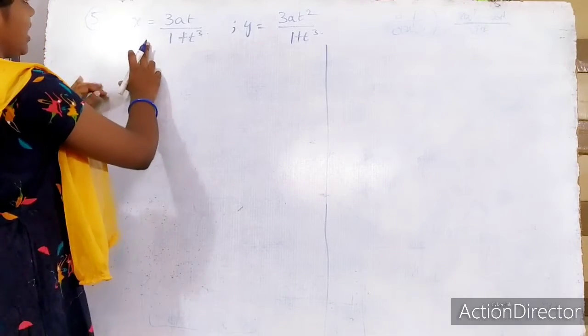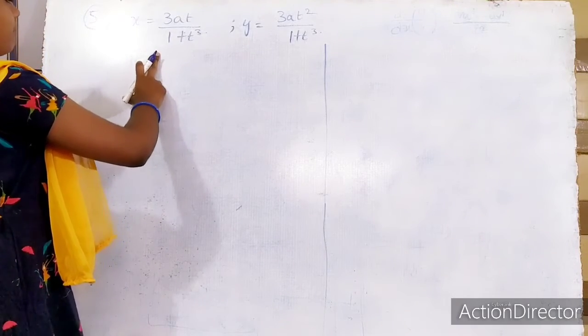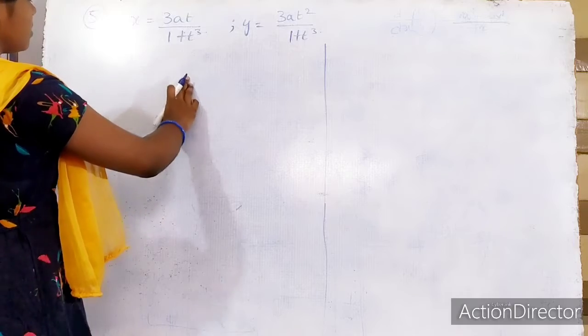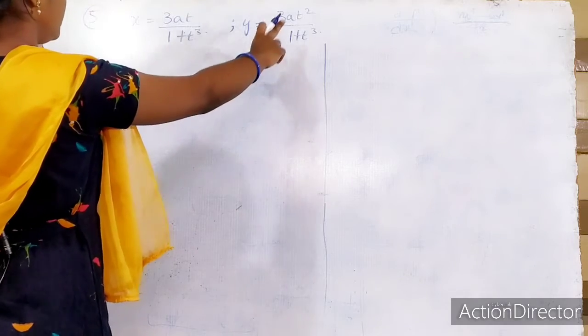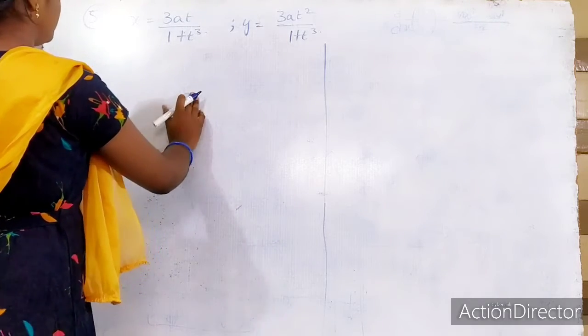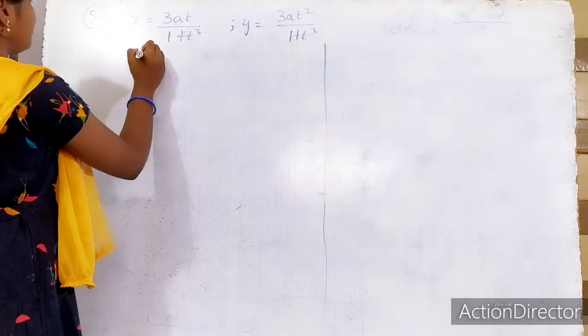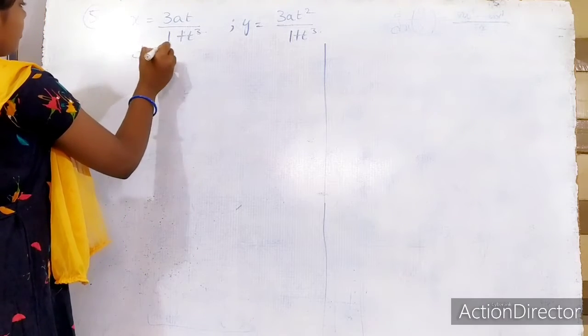Next, the given functions are x is equal to 3at divided by 1 plus t cube and y is equal to 3at square divided by 1 plus t cube. So we will find the derivatives.